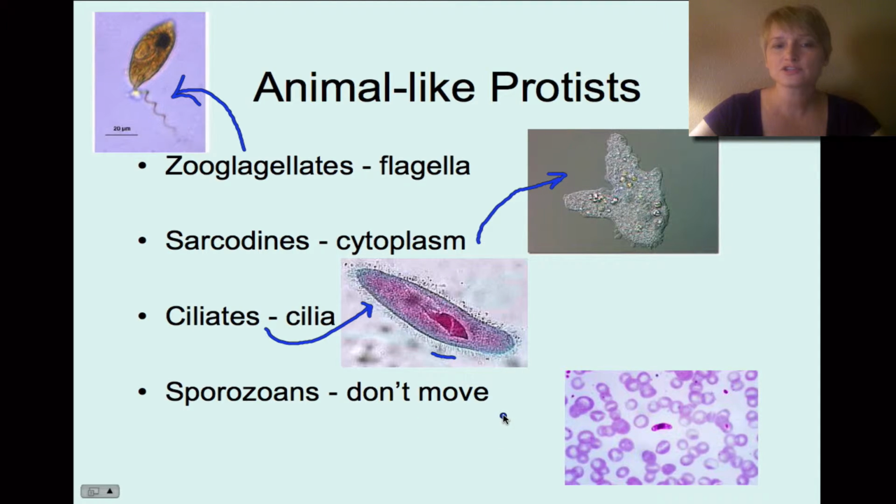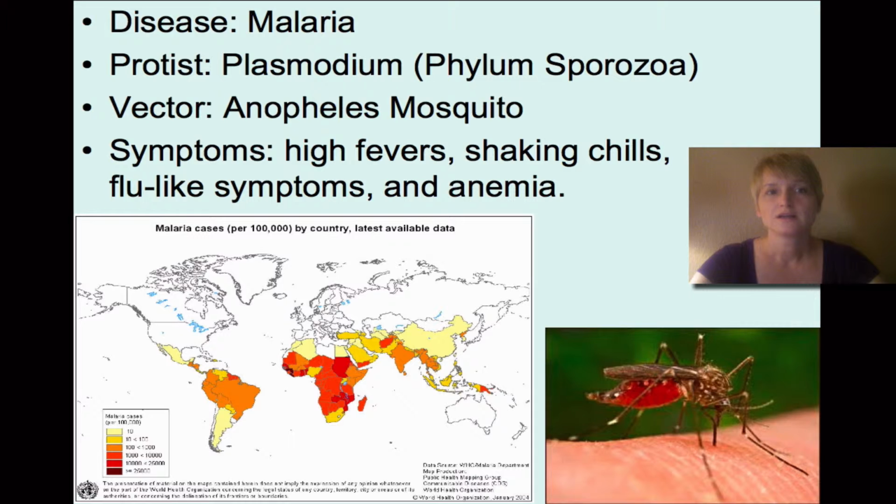And then there's sporozoans, and sporozoans don't move. They don't have a mechanism that helps them to move, but sporozoans often are carried in the bloodstream, and so they basically use other organisms to move them around. All right, so we're going to talk about some diseases because protists are a lot of our disease carriers, and they have a pretty drastic effect on humans.